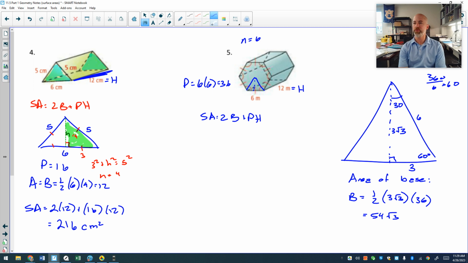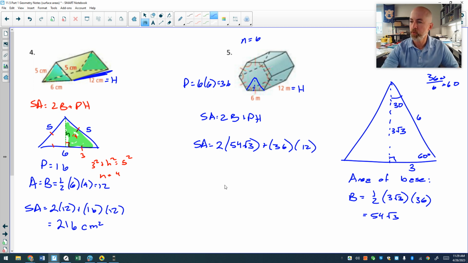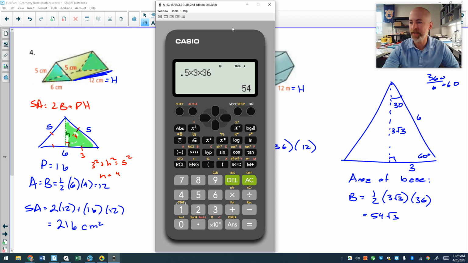And now I finally can throw all of that into the surface area. My surface area is going to be 2 times the area of the base, which we just figured out was 54 square root of 3, plus the perimeter of the base of 36 times the height of the prism, which is 12. And we'll throw all that in a calculator.